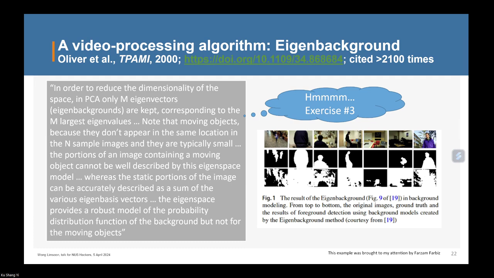So the moving objects, because they don't appear in the same place and they're very small, will not be described by the top few components because they keep only the top few. They expect the moving objects to be captured in the last PCs or the next PCs, not the top. The top few components should therefore be the background.